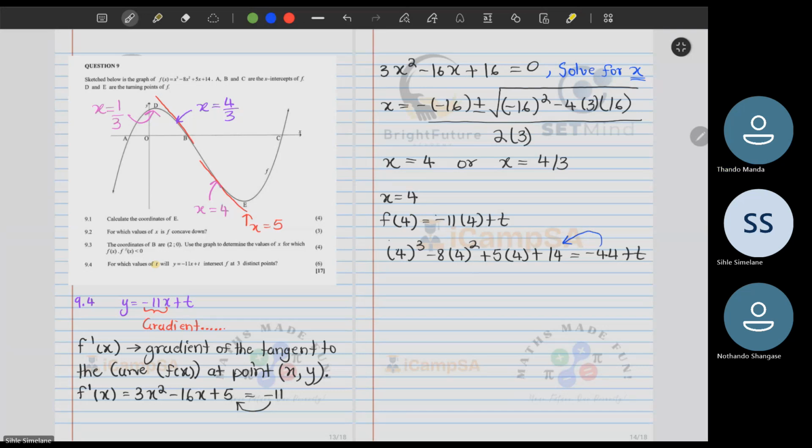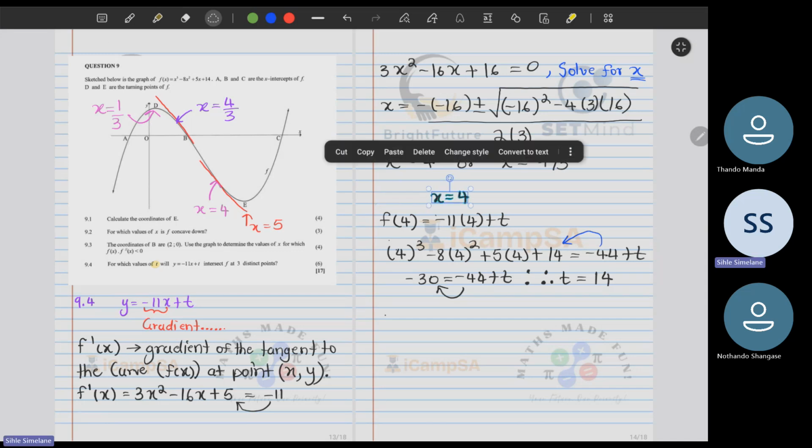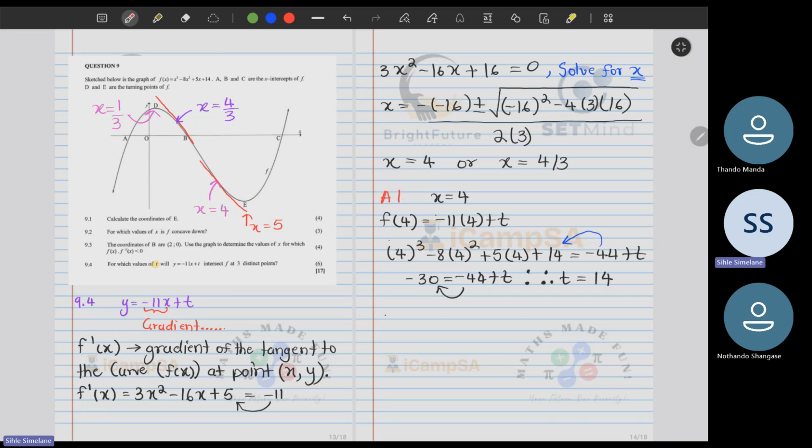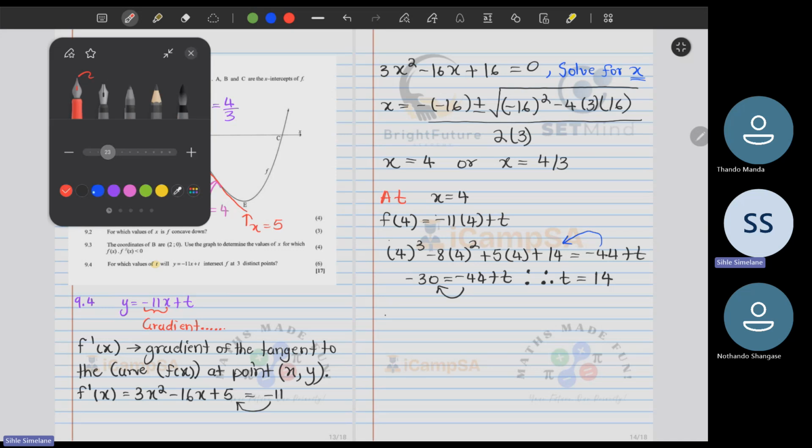Negative 30. Negative 30 equals negative 44 plus t. So you can transpose, and when you transpose, you will see that the t value will become 14. And this is at this x value, so that is at x equals 4. So at x equals 4, our t becomes 14 for the tangent, which is in red, to be able to touch at that point.